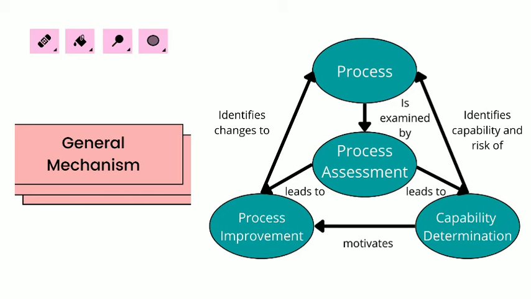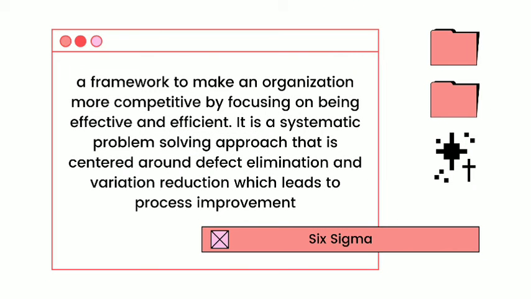This is the general mechanism of SPICE assessment, wherein the process is examined by the process assessment that leads to process improvement and capability determination. Process improvement identifies changes to the process, and capability determination is the one that motivates it and identifies capability and risks involved in the process. The Six Sigma.